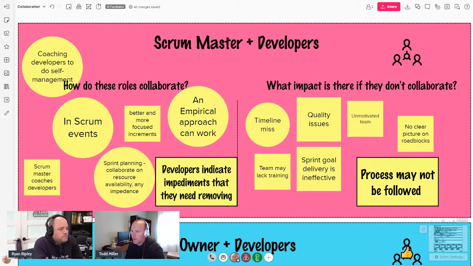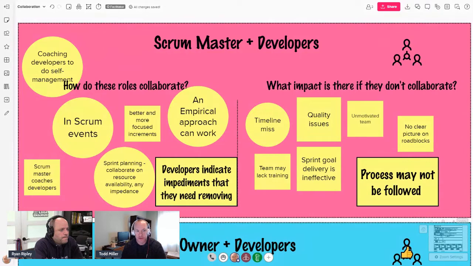And so when we talk about the way a Scrum Master collaborates with developers, I mean, it's starting to think about how a Scrum Master collaborates with the product owner. This is different. Right. This is a different kind of collaboration. As our students came up here, right? How did these roles collaborate? Of course, in certain Scrum events, right?